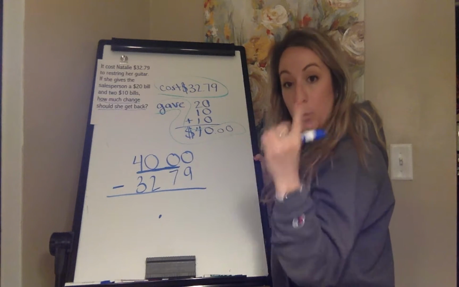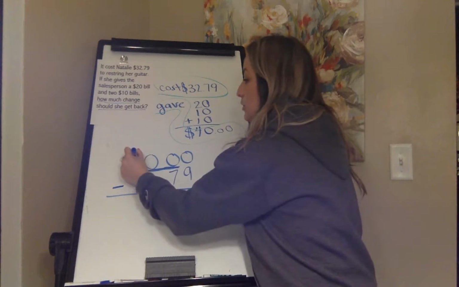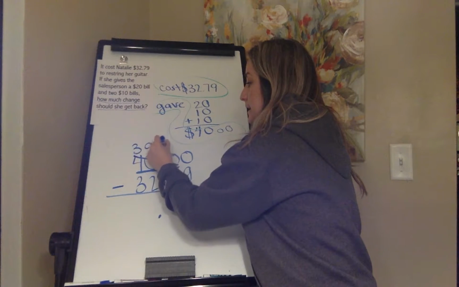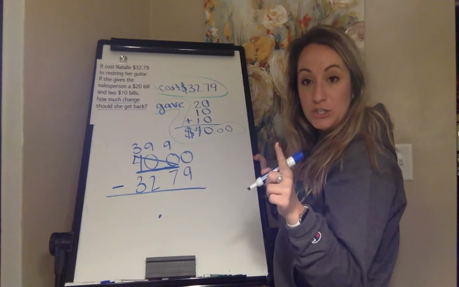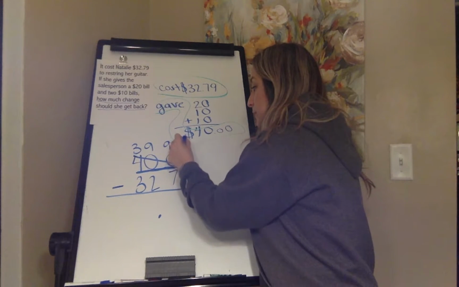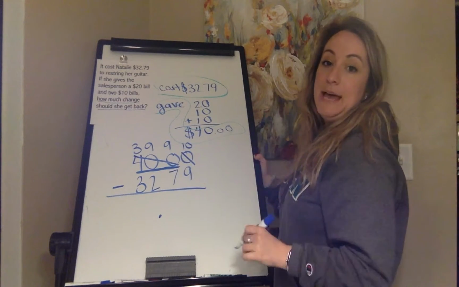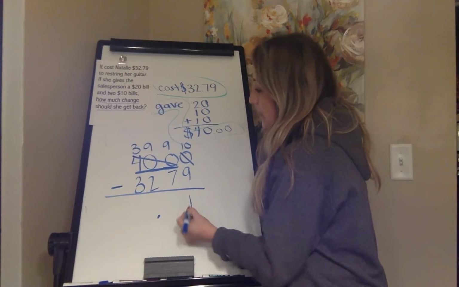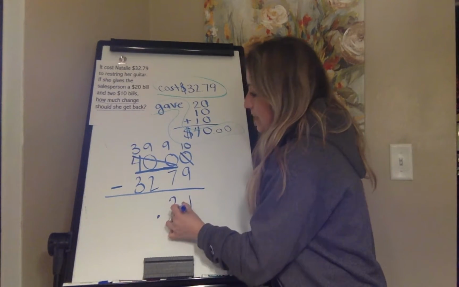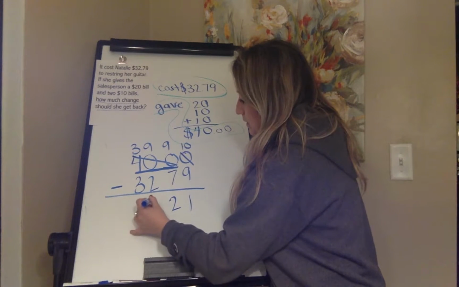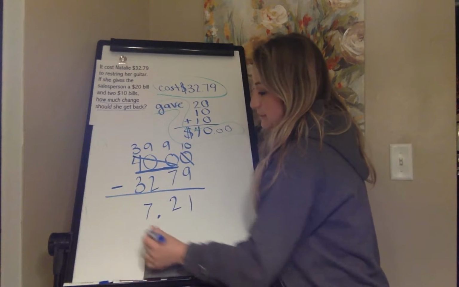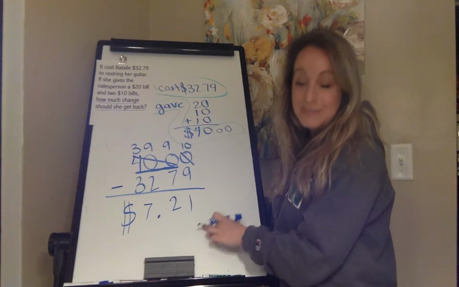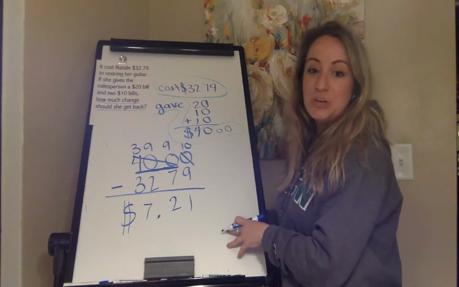I'm going to borrow 1 from that 400. So I'm going to cross this out, and I'm going to make this 399, 1 less than 400, and I'm going to take that group of ones and bring it over here to rename this as 10. So now I'm just going to subtract as normal. So 10 minus 9 is 1, 9 minus 7 is 2, 9 minus 2 is 7, 3 minus 3 is 0, so I am left with $7.21, and that should be her change, okay?